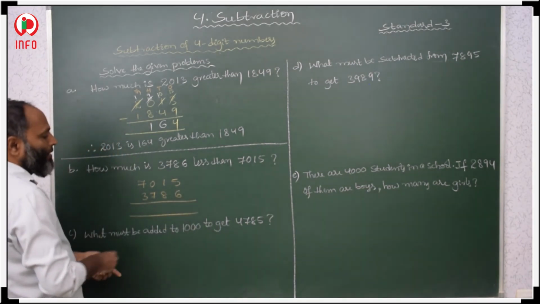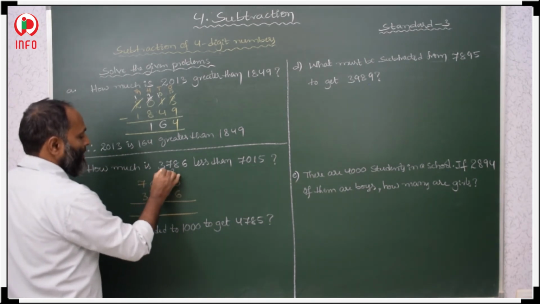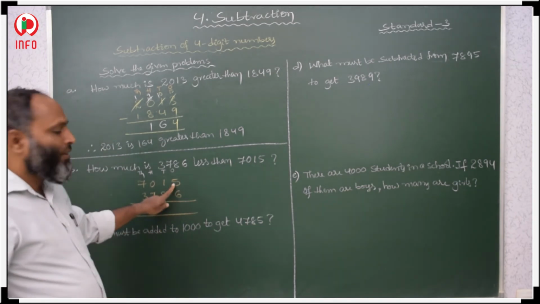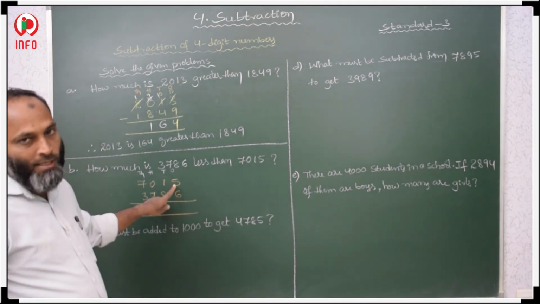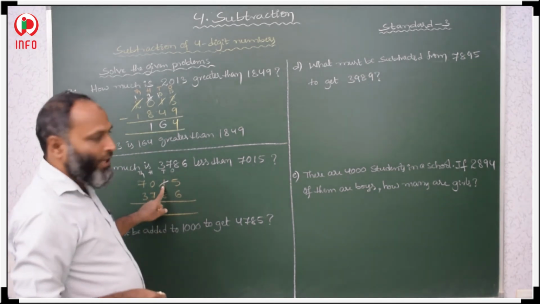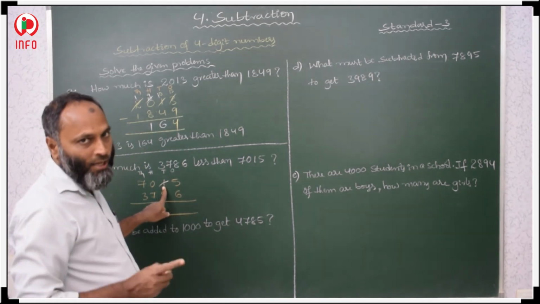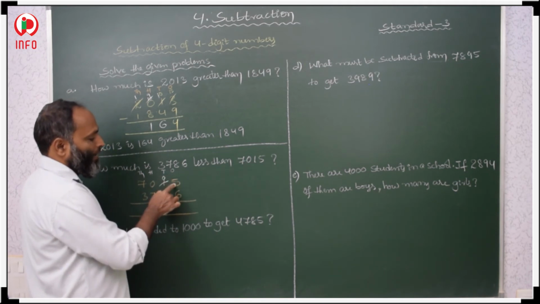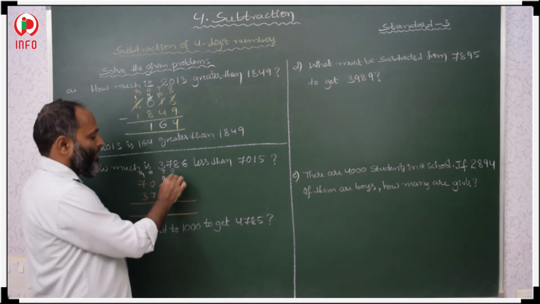Then this is ones, tens, hundreds, thousands. 5 is less than 6. Then take 1 ten from here. Here only 1 ten is there. Out of this 1 ten we are taking 1 ten. Here 0 tens will be left, and 10 ones and 5 ones. 10 plus 5, 15 will come.